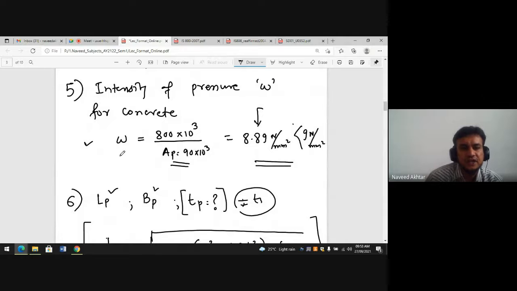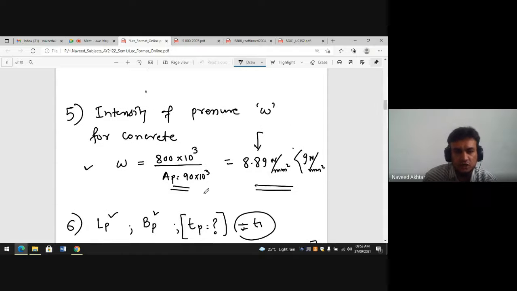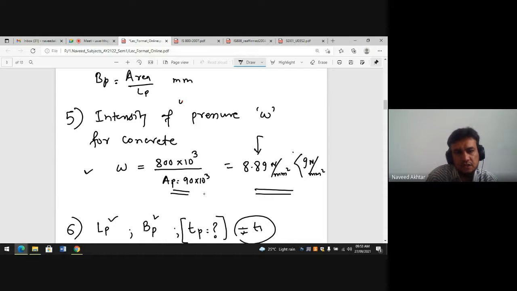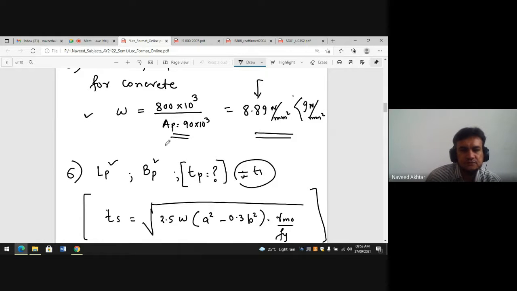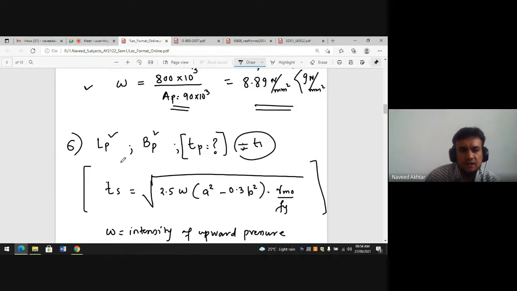Then intensity of upward pressure due to concrete, you have to find out. That is the load upon area provided, is coming 8.89 Newton per mm square, which is less than 9 Newton per mm square. Okay. Now LP is the length of plate, breadth of plate we know now. Thickness of plate we don't know.